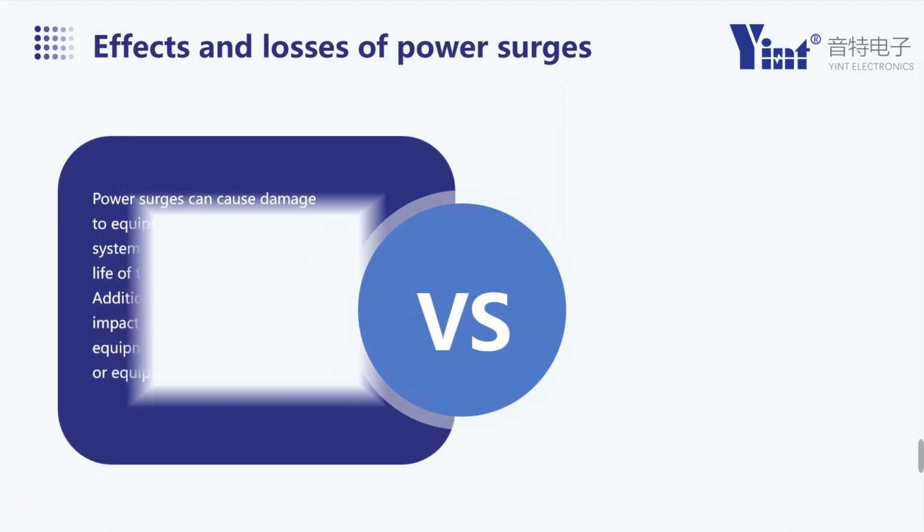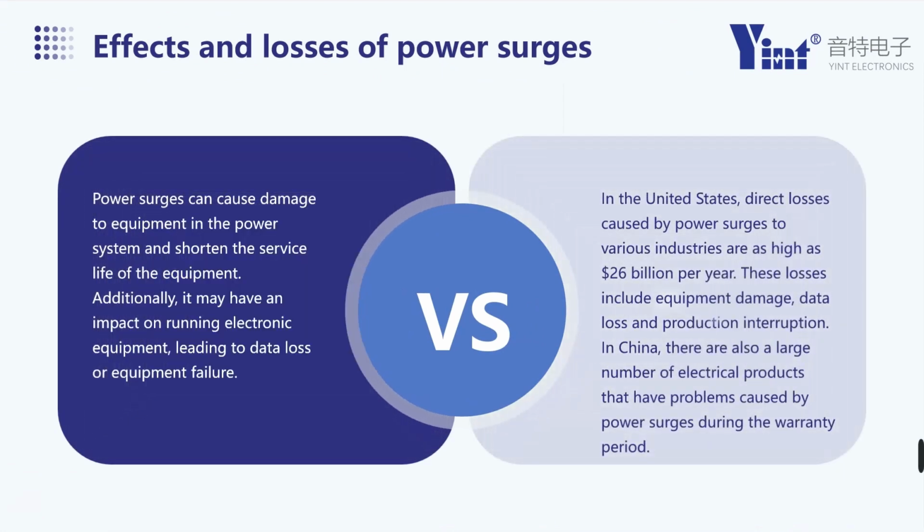Power surges can cause damage to equipment in the power system and shorten the service life of the equipment. Additionally, it may have an impact on running electronic equipment, leading to data loss or equipment failure. In the United States, direct losses caused by power surges to various industries are as high as $26 billion per year. These losses include equipment damage, data loss, and production interruption. In China, there are also a large number of electrical products that have problems caused by power surges during the warranty period.